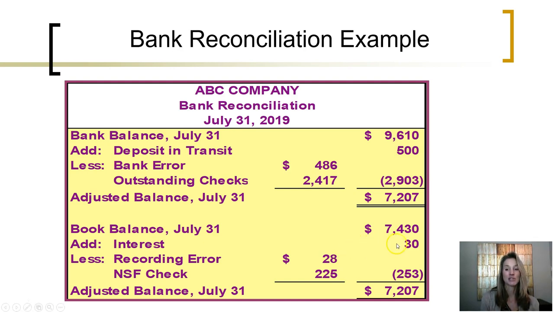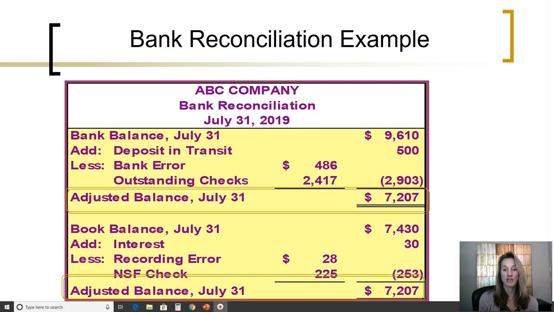Because if you look at this $30 that we are adding to the cash balance, we know that if we need to add to the cash balance, that journal entry is going to be a debit to cash. Down here for the recording error and the insufficient fund check, both of these need to be subtracted from the cash in the general ledger. We know that to decrease cash, we credit the account. So both of these transactions are going to involve credits to the cash. So for each of these reconciling items, half of the journal entry is already explained for us. We need to debit cash for 30, credit cash for 28, and credit cash for 225.